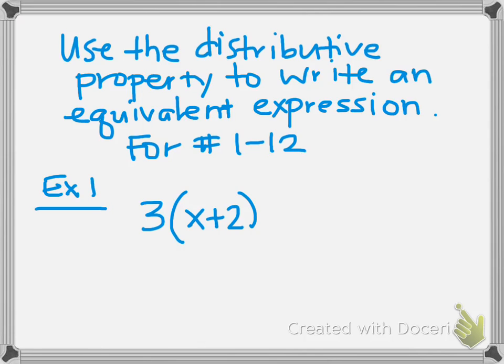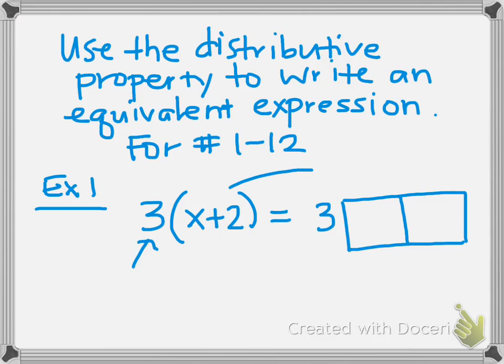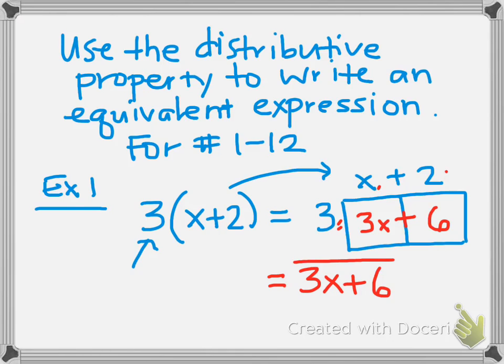So what you're going to do is take this number and put it outside. And we're going to make a multiplication box. And we're going to put the x plus 2 over here. Now you're multiplying 3 times x, that's 3x, plus 3 times 2, which is 6. So the answer for 3 times quantity x plus 2 is 3x plus 6. So that's the answer for this problem.